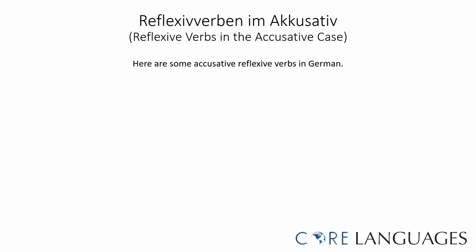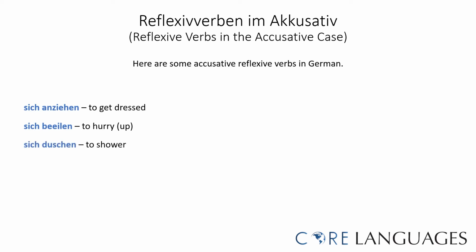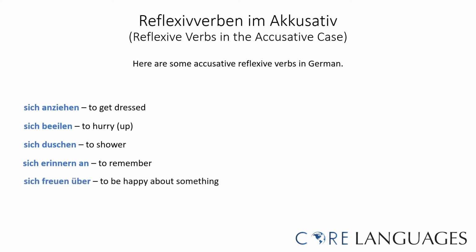Here are some examples of common reflexive verbs that use the accusative case. Sich anziehen, to get dressed or to get oneself dressed. Sich beeilen, to hurry or to hurry up. Sich duschen, to shower or to shower oneself. Sich erinnern an, to remember. Sich freuen über, to be happy about something.